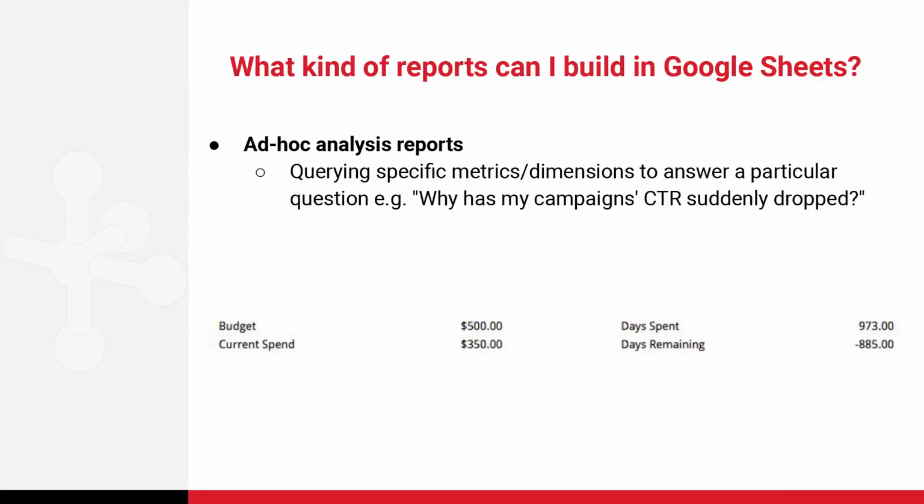Now let's answer the question, what kind of reports can I build in Google Sheets with Supermetrics for Google Sheets? These are typically ad hoc analysis reports. For example, you might query specific metrics or dimensions to answer a specific question. For example, why has my campaign CTR suddenly dropped? And on the slide, you can see an example of such a report.